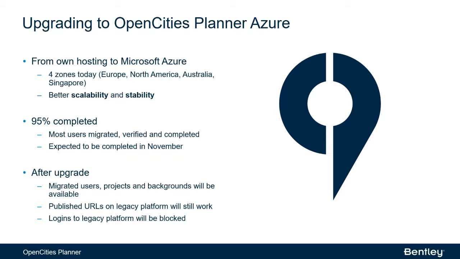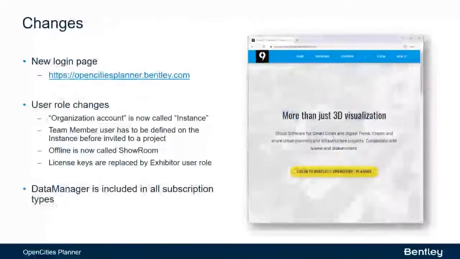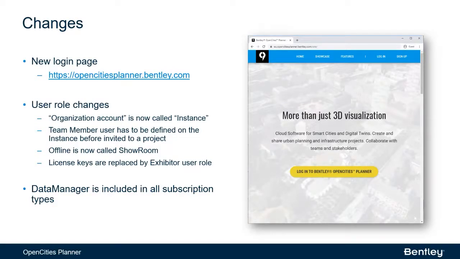And after you have been migrated, your users who are on the legacy platform will be available in the new platform. Your projects, your backgrounds, those that you selected for the migration should also be available, and all your published URLs that you had on the legacy platform should still work, and they should redirect to the new version. And when a migration has been verified, then the legacy account will be shut down. So let's go over some of the changes.